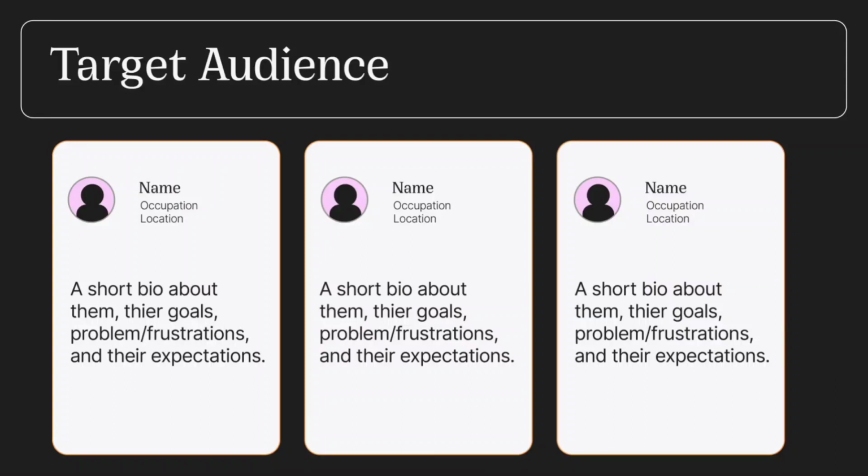Now to target audience. I have not put it on here; it's still a work in progress for me, and I don't want to show it, but it's just you creating audience personas. Who are your audience? What's their occupation? What are their goals? What are their problems? What are their frustrations? What are their expectations? So for me, for OWAI, for example, my first audience could be within the age of 20 to 24.